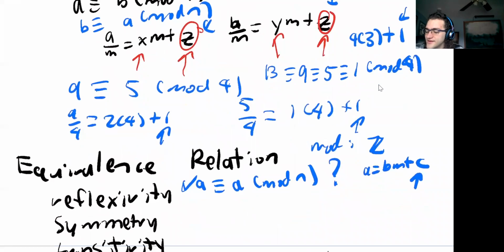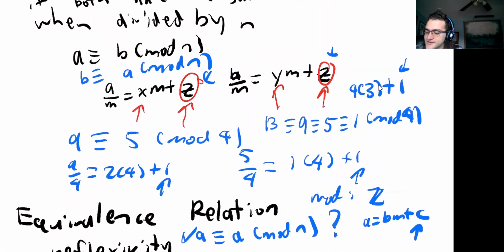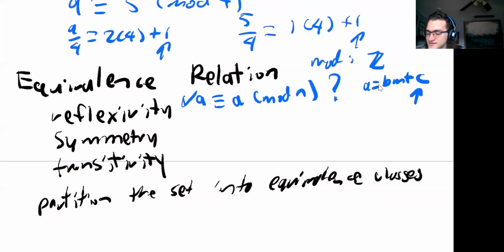And then also, if a and b have the same remainder z, and if b and c have the same remainder z, maybe c over m is alpha m plus z, well, they're still going to have the same remainder z. So it would also fulfill transitivity. And so we can see that, yes, this is an equivalence relation.